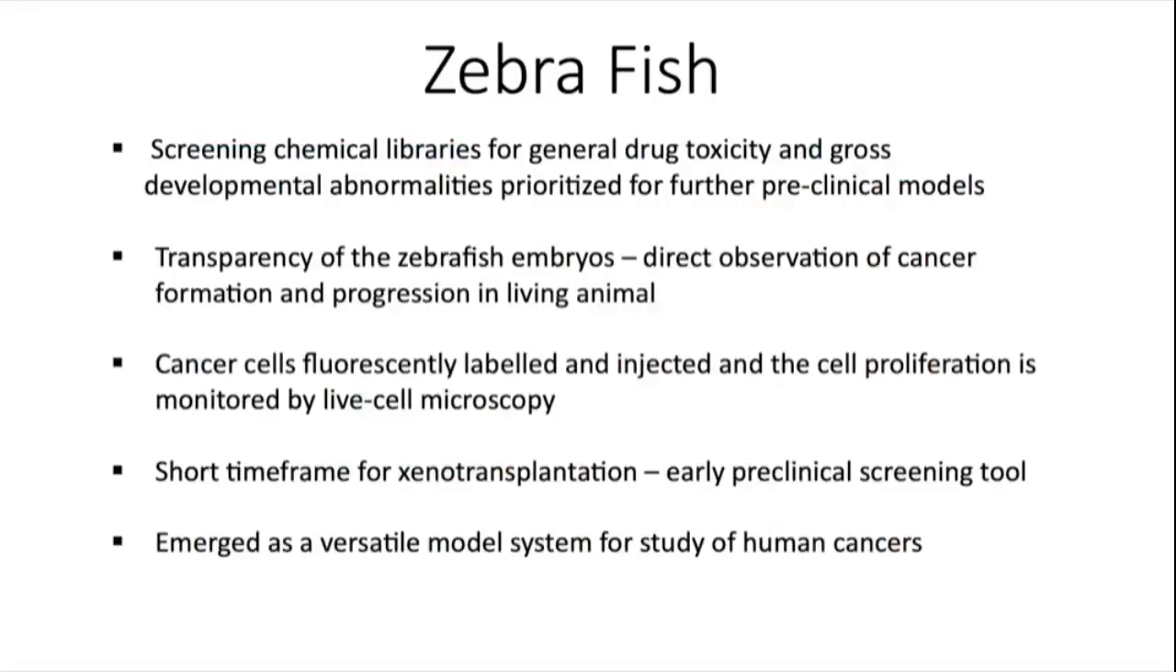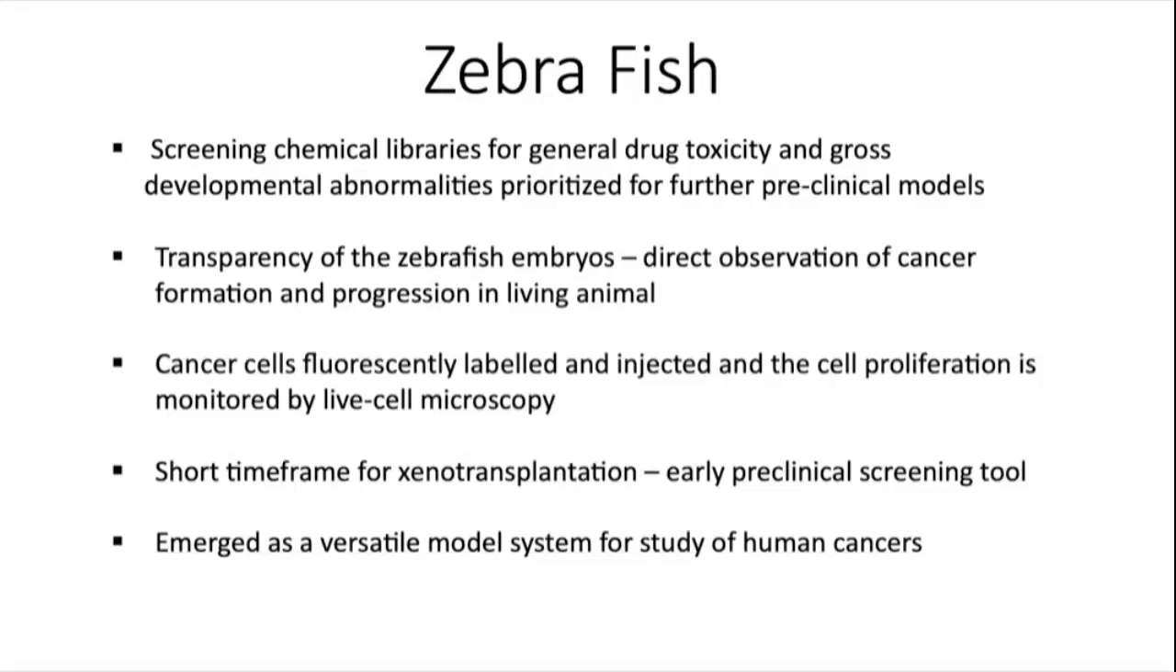Now, zebrafish, for example, are being used for screening large chemical libraries for general drug toxicity as well as gross developmental abnormalities. Now, after this initial screening, they can take it up for a further preclinical model. So it's a very important step where you screen thousands of compounds and identify one or two to take for preclinical studies. So that's a big advantage to the industry, which will improve the predictive value of your process.